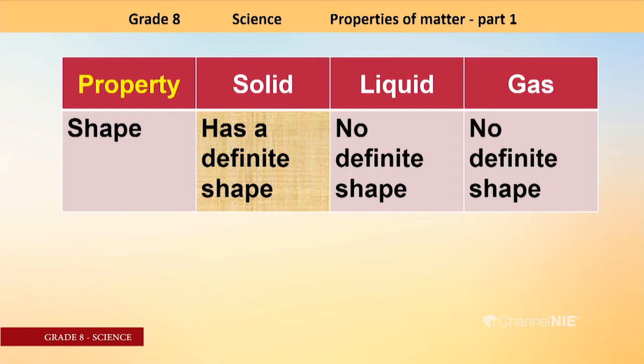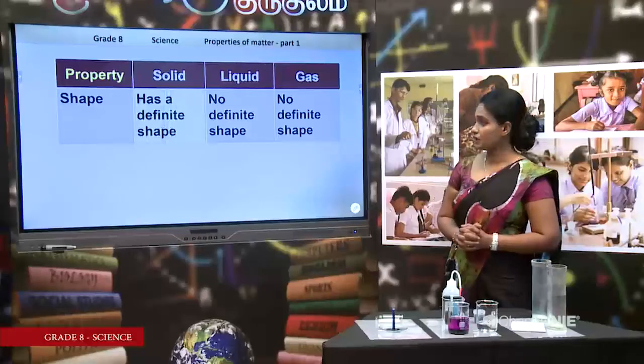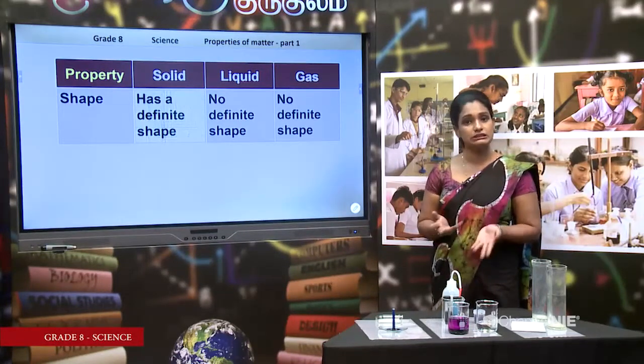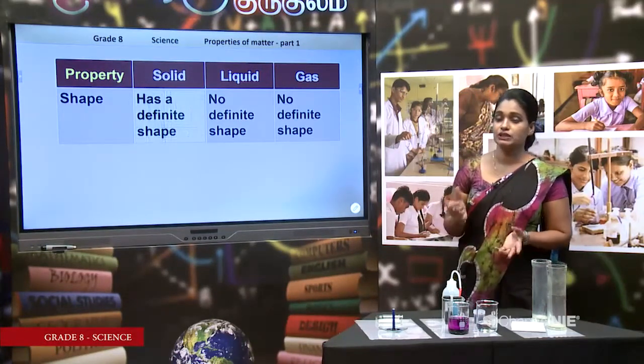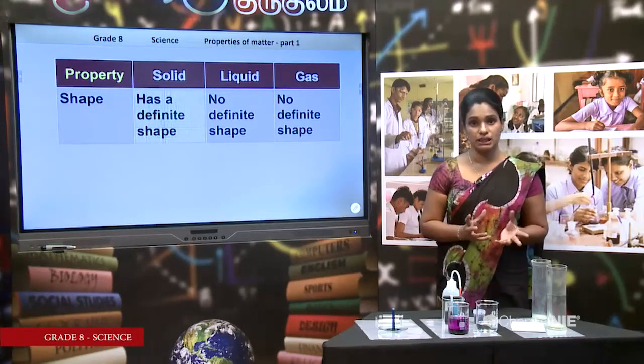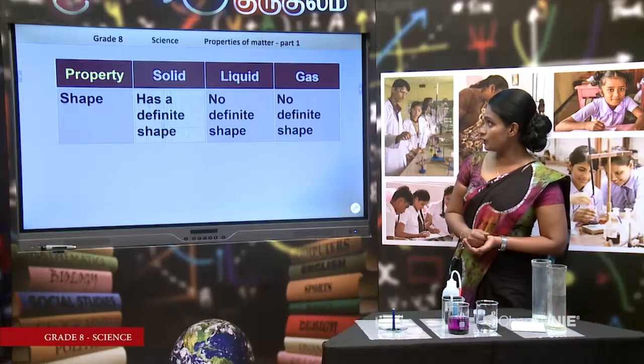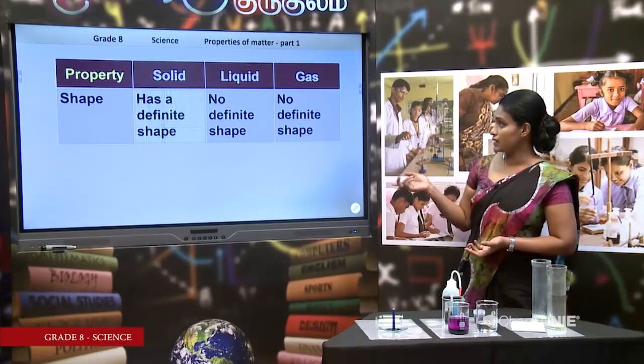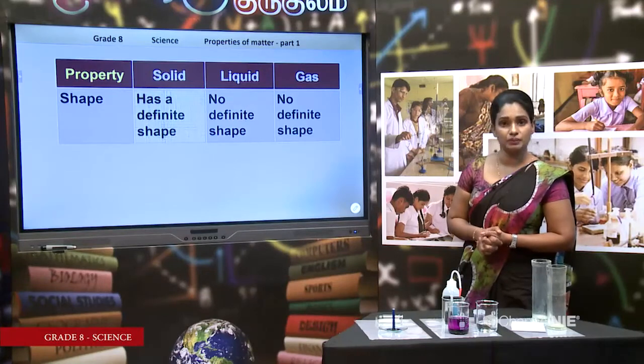You know, that means the shape cannot be changed easily. Then in a liquid, you can see no definite shape. That means in a liquid, they haven't any specific or definite shape. They can change their shape according to the container. You know that when you transfer liquid from one container to another one, it changes accordingly. So, at last the gas has no definite shape, you know that. So, that is about the shape.